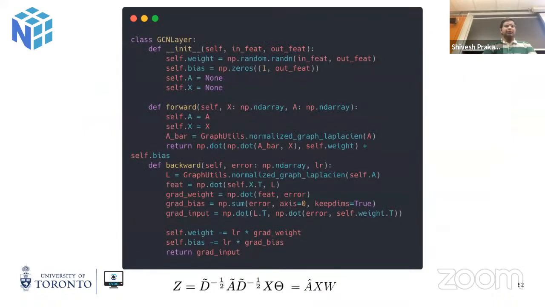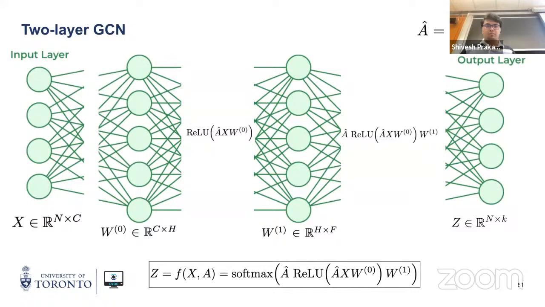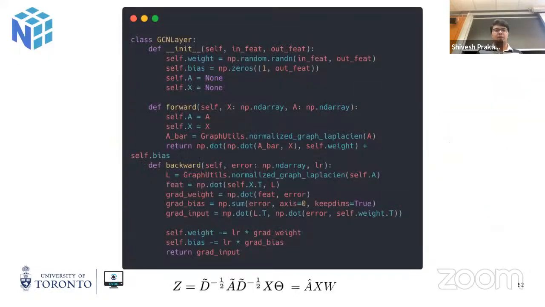Okay, now let's move on to the code implementation. All right. Now let's focus on the code. So this was the two-layer GCN that we were talking about. But now let's focus on how we will implement one GCN layer. So this is the NumPy implementation of the neural network on the previous slide. So first we will initialize the weight, bias, the adjacency matrix, and the input matrix here.